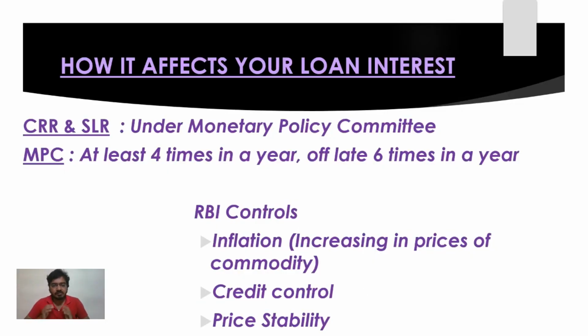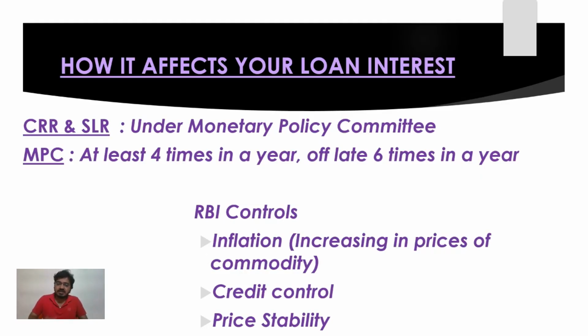So at the bottom line, what we can conclude is if the CRR and SLR ratio is increased by RBI, then the amount of money with the banks will be less. So with that lesser amount, banks will give loans at a higher rate of interest. As a result, people like us don't prefer to go for a loan at a higher rate of interest. So obviously the amount of money in our hands will be less. So this is how inflation is being controlled by RBI.